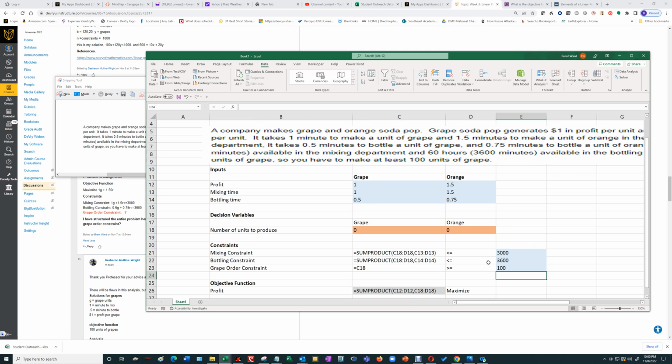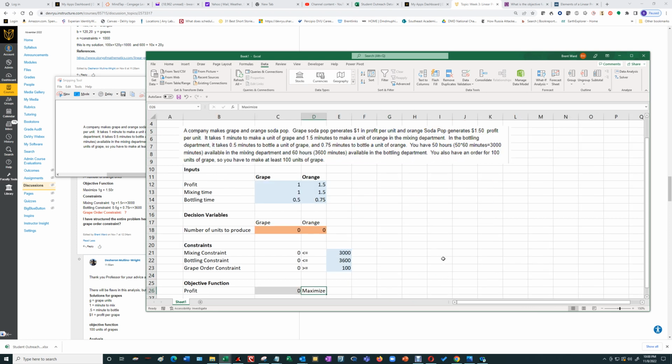Then the objective function is how much profit we will make. We want the optimal solution to make the most profit possible. So what we do is we do sum product again. We take the number of units in the optimal solution, and we multiply that and sum it up with the profit, which is this row, cells C12 and D12. And that's what I have here. I took C12 and D12 and sum product it over C18 and D18, because we want to maximize that. Okay, so that's the problem.